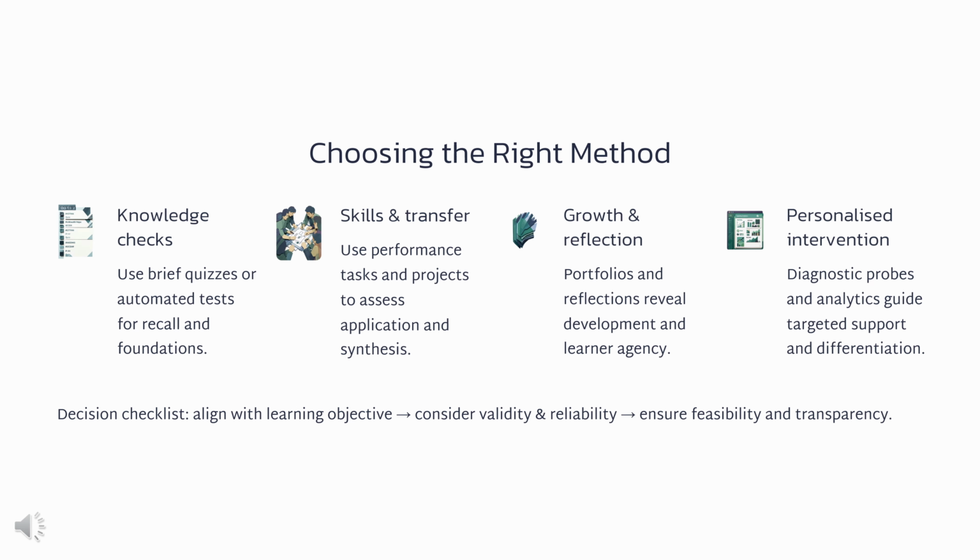The decision checklist on this slide is pedagogically well framed. Alignment with the learning objective must come first, followed by consideration of validity, reliability, feasibility, and transparency. Such sequence protects assessment from arbitrariness and keeps it tied to educational purpose.